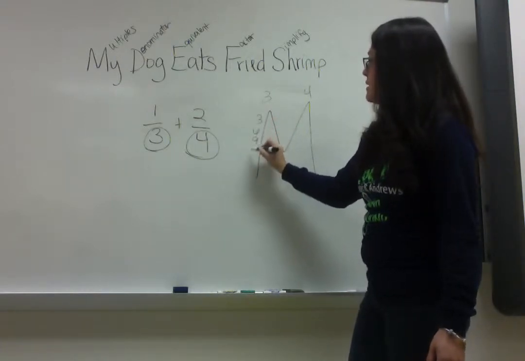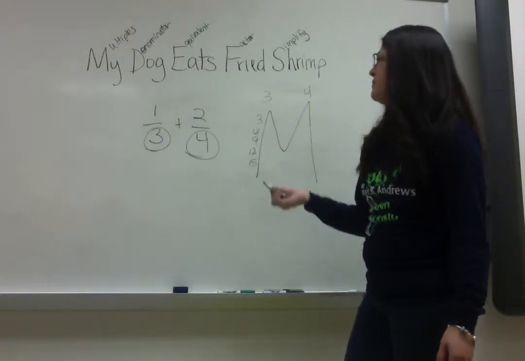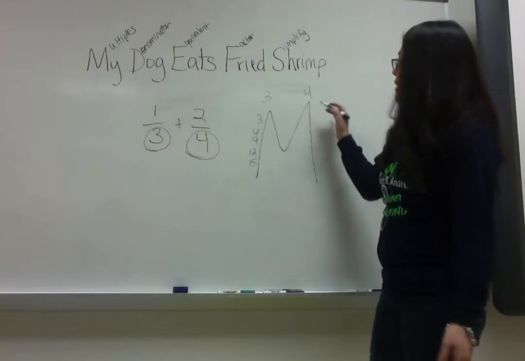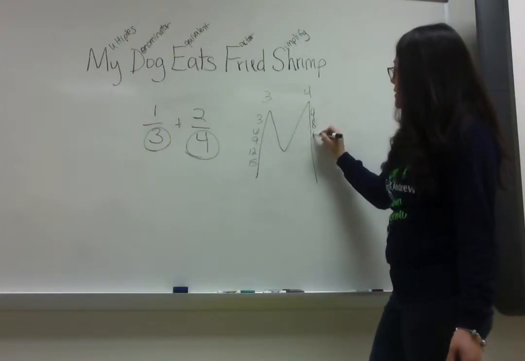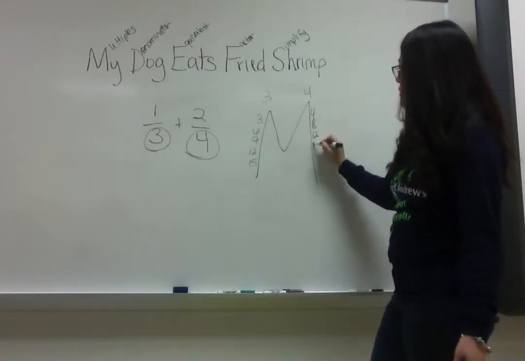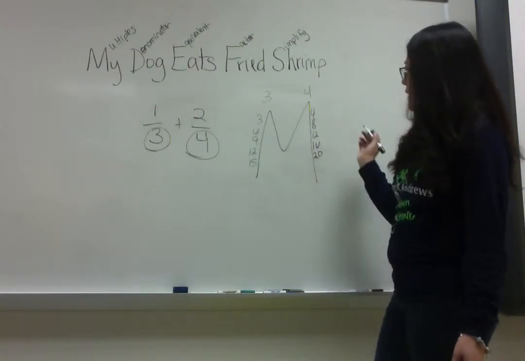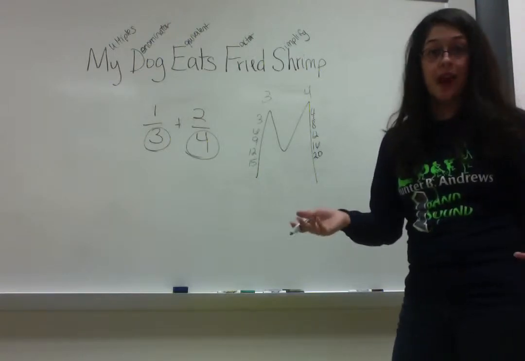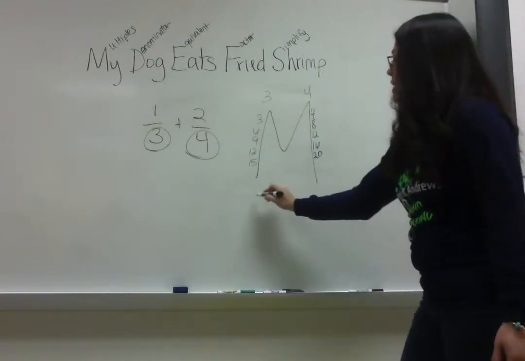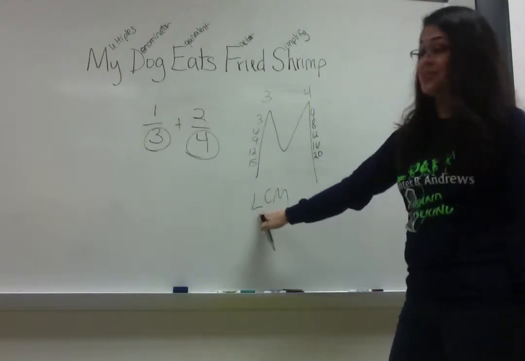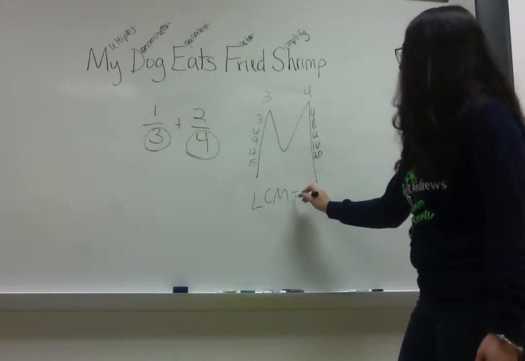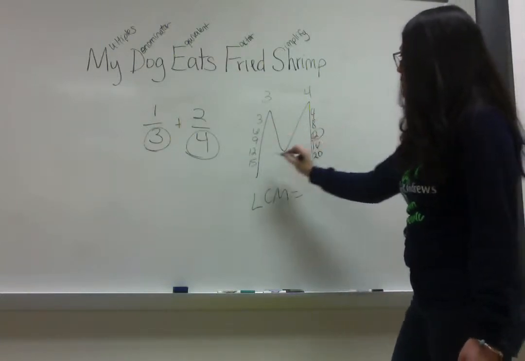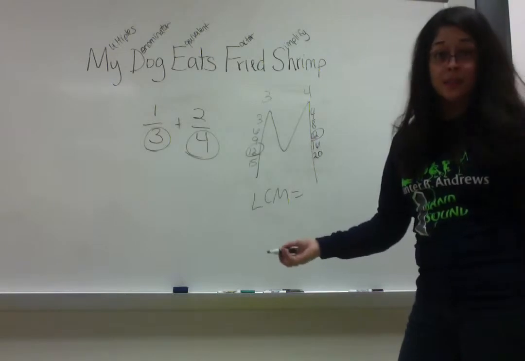3, 6, 9, 12, 15. If I do the first 5, I can see if I need to go any further, if I can stop. 4, 8, 12, 16, 20. Let's see. Now I'm going to see if I find anything in common. Because this M, I'm trying to find the LCM, the least common multiple. Here's 12 and 12. So my LCM is 12.